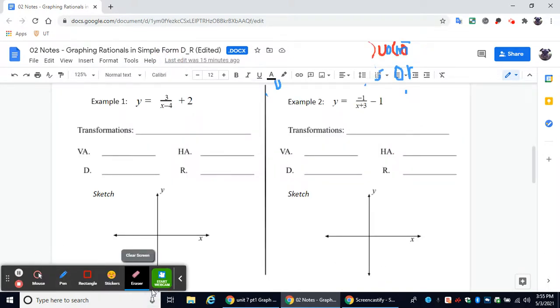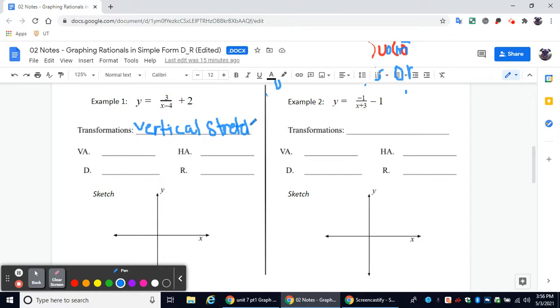Okay, so let's take a look at this first example. Let's identify our transformations, vertical and horizontal asymptote, and our domain and range. So for example number 1, we do have a vertical stretch of 3. It also moves to the right 4. I'm going to go ahead and write this up here. Right 4 and up 2.